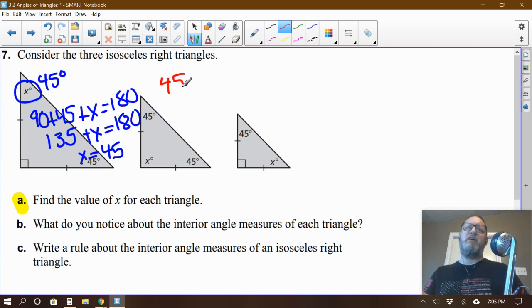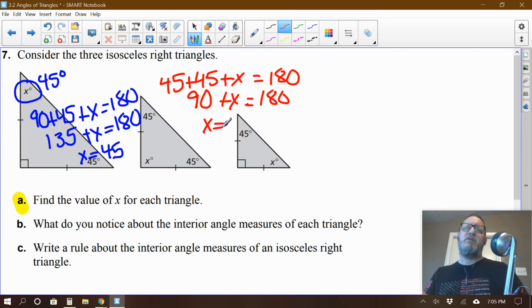So 45 plus 45 plus x equals 180 again. So this is 90 plus x equals 180. And 90 plus what is 180? Well, 90. Of course it is. Sure, because this was 90, and now we're seeing from our math that this is also a 90-degree angle. It looks like we should already know what this is, but we'll do it anyway.